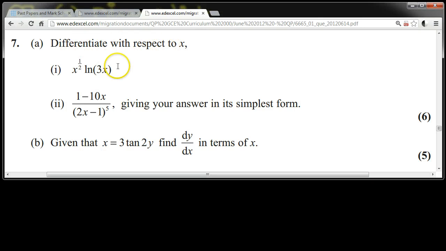Differentiate with respect to x: x to the half log of 3x, and 1 minus 10x over 2x minus 1 to the power 5. Give me your answer in its simplest form. Given that x equals 3 tan 2y, find dy/dx in terms of x.